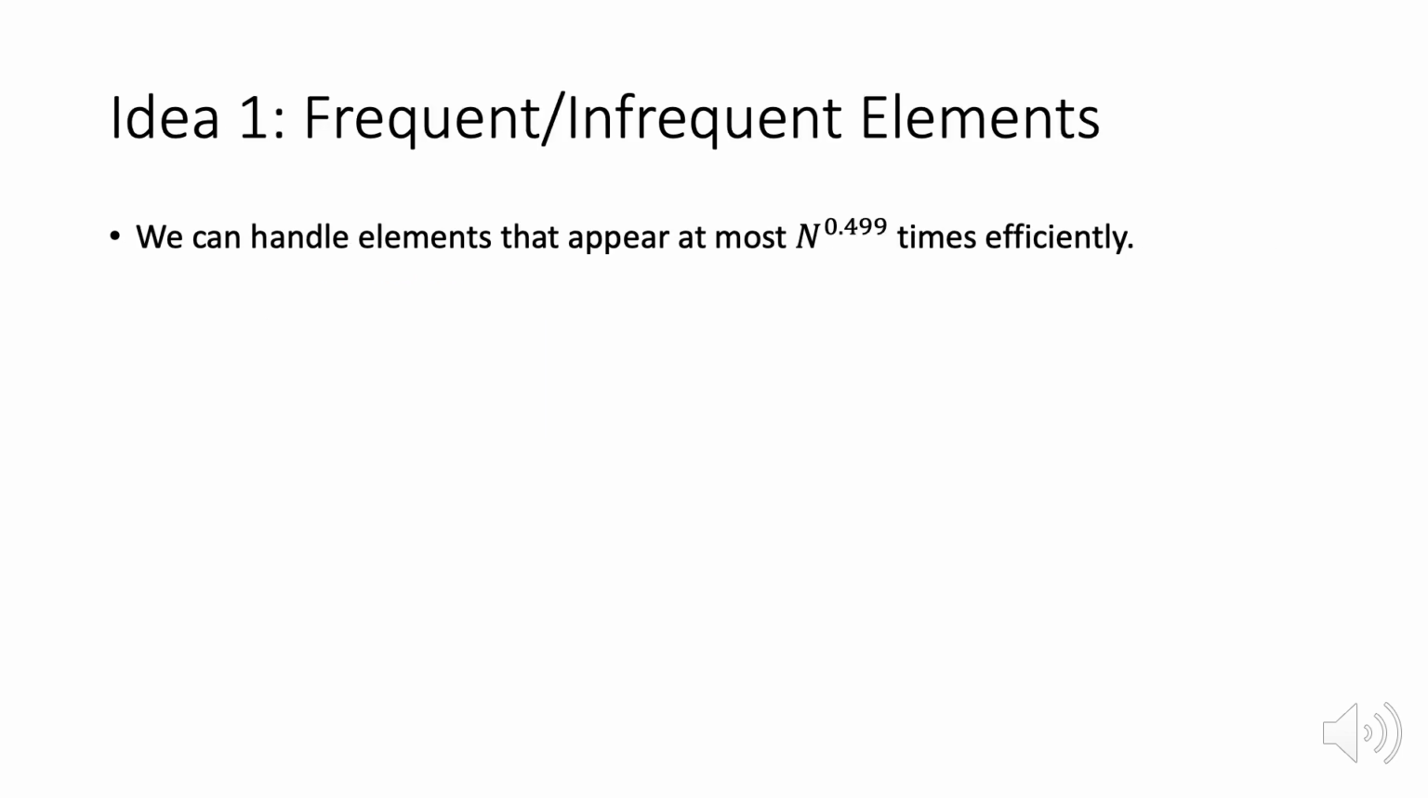The first idea is to treat frequent and infrequent elements differently. For elements that appear more than n^{0.499} times, we call them frequent, and for other elements we call them infrequent. Note that this n^{0.499} parameter is not the optimal parameter for the algorithm. This is set so that we can beat the n^{1.5} barrier.